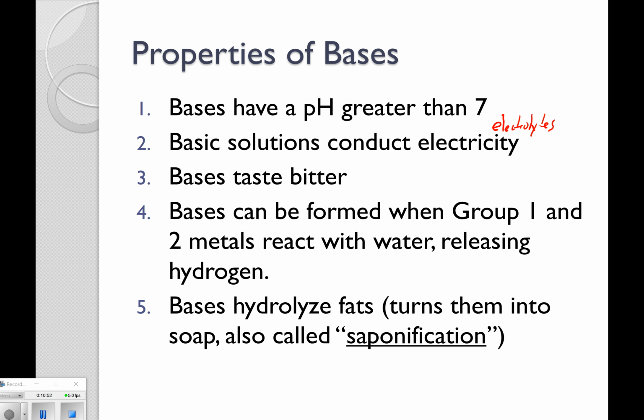Bases also hydrolyze fats, which means it turns the fat into a common substance called soap. And this is done through a reaction that we call saponification, which is an organic reaction, which we'll learn about later in the year.